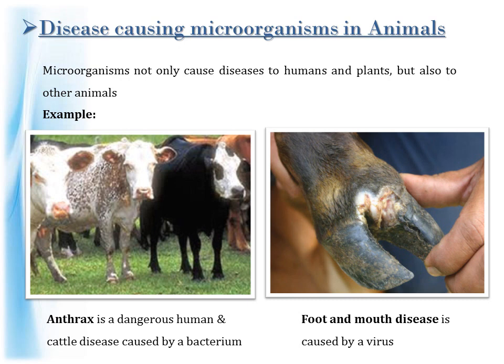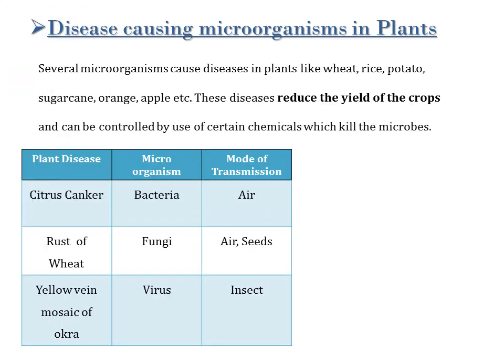Another example is foot and mouth disease. See, this is the foot, and the disease is also found inside the mouth, and it's caused by a virus. So we already saw the diseases caused by microorganisms in humans and in animals, and now we'll see the disease causing microorganisms in plants. Several microorganisms cause diseases in plants like wheat, rice, potato, sugarcane, orange, apple, etc.